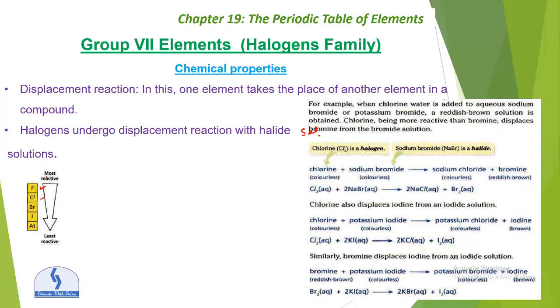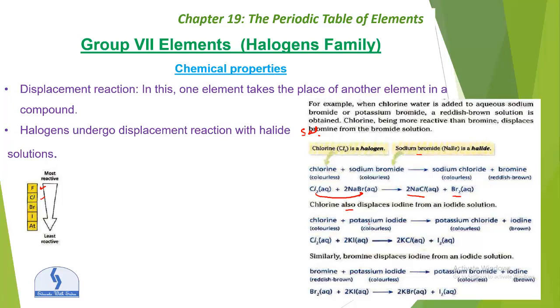Here is an example. When chlorine water is added to an aqueous solution of sodium bromide or potassium bromide, a reddish brown solution is formed. Chlorine, being more reactive than bromine, displaces bromine from its bromide solution. Chlorine gas is a halogen and sodium bromide is a halide. Look, chlorine is displacing bromine because chlorine is more reactive than bromine. That's why chlorine is displacing bromide, that is the halide, and is making sodium chloride solution, which is colorless, and bromine.